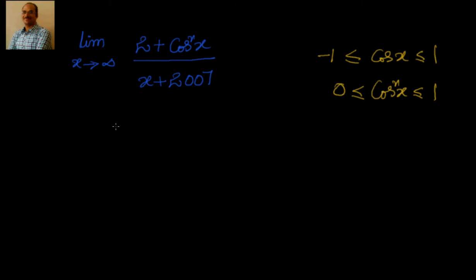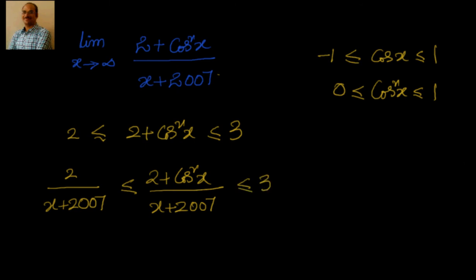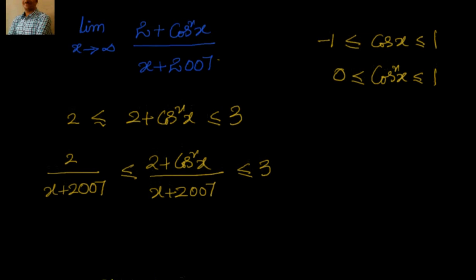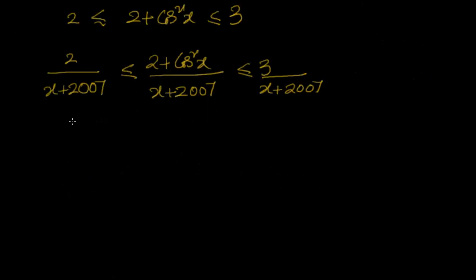Now I will leverage the squeeze theorem and say that if I add 2 here first, it will be 2 less than or equal to 2 plus cos square x less than or equal to 3. Then the next step will be dividing by x plus 2007. So it becomes 2 by x plus 2007 is less than or equal to 2 plus cos square x divided by x plus 2007, less than or equal to 3 divided by x plus 2007. Now we can use squeeze theorem here.